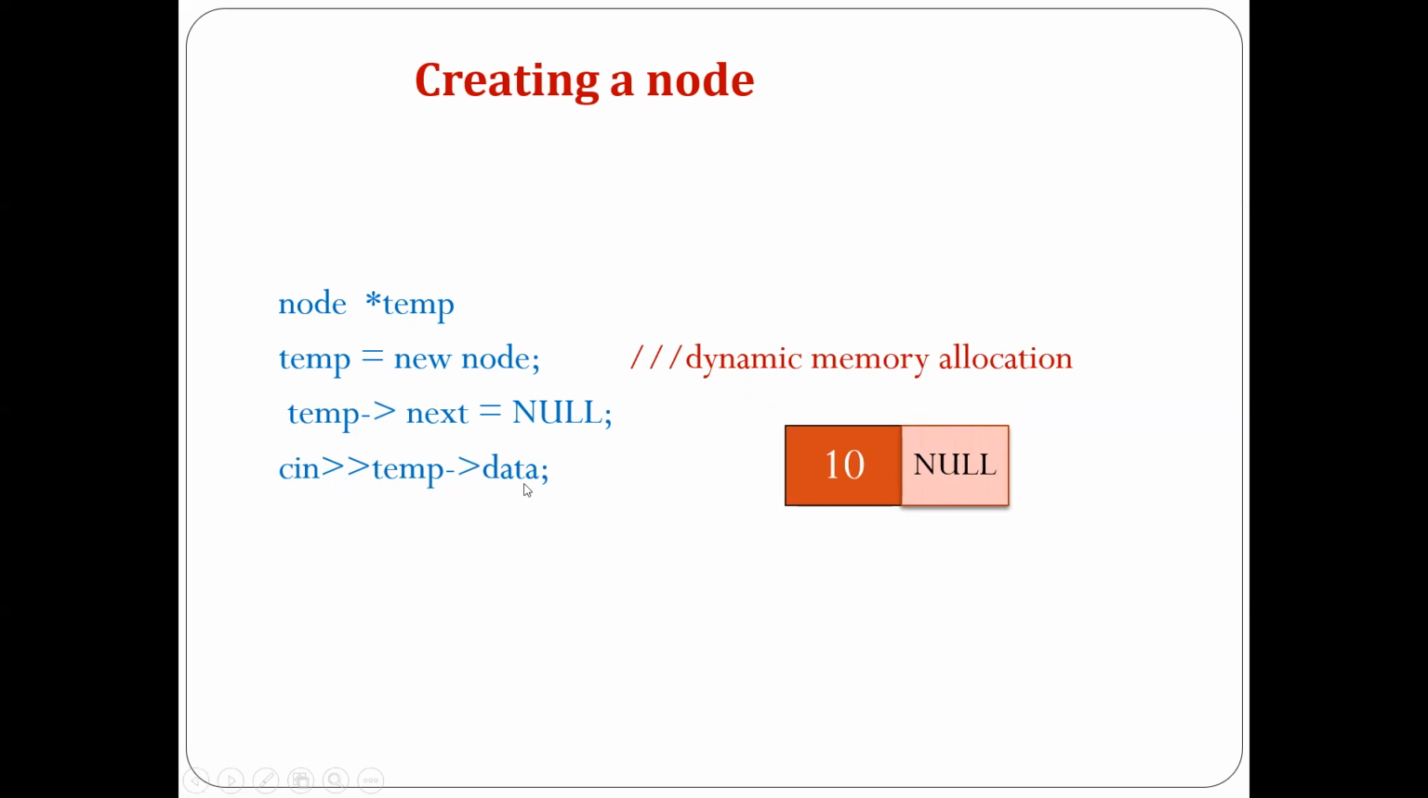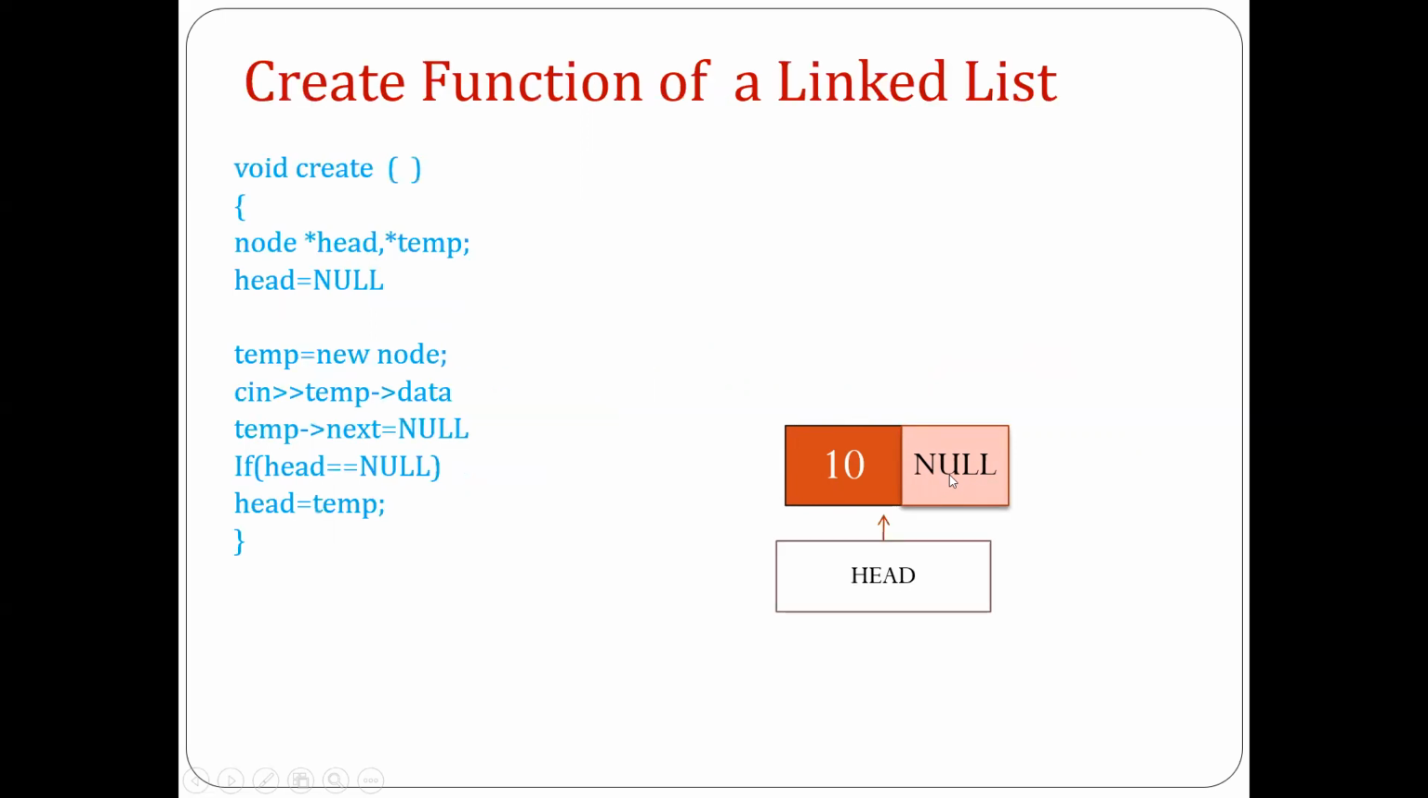I'm accepting the value from the user and directly storing it in the temp node's data field. Suppose the value is 10. So this is the temporary node creation, which has the value 10, and the address field is initially null. Now, after creating a single node, we'll see how the linked list will be created.